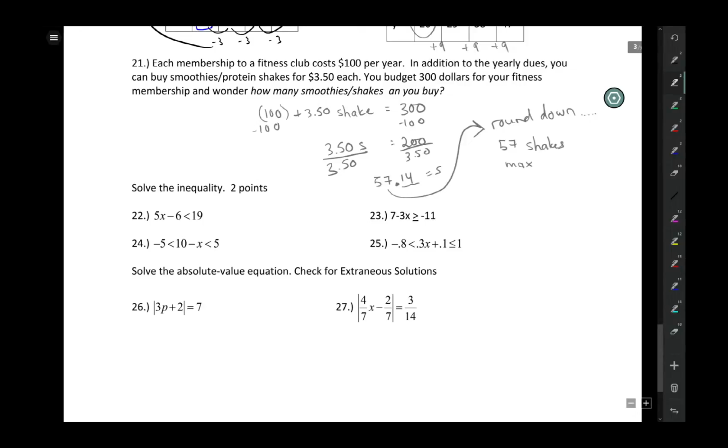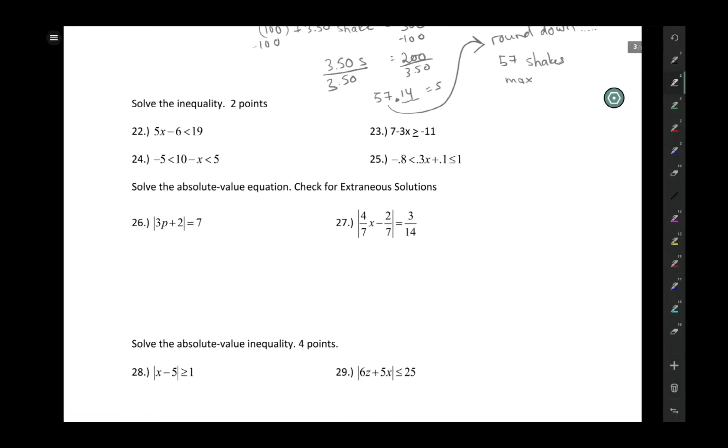Okay, solve the inequality. 2 points each. Easy peasy stuff. Add 6. Add 6. Sorry, there's not much room for these. 19 plus 6 is 25, less than 5x. Again, you don't change the sign when you're adding. Divide by 5, divide by 5, x is less than 5.